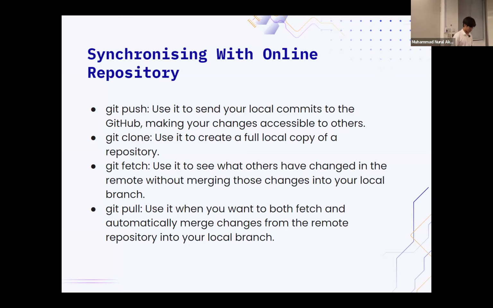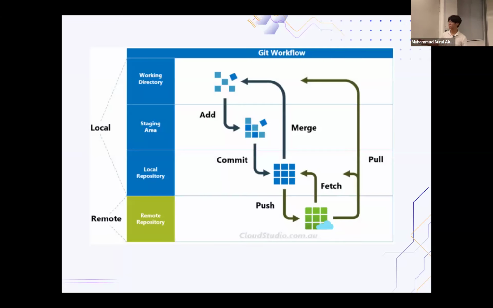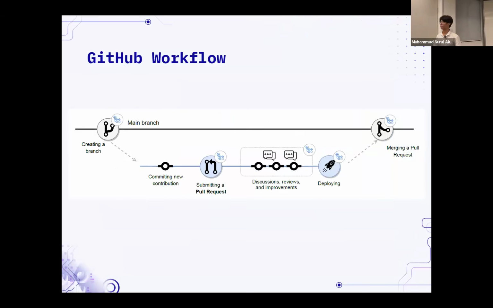Let me talk, okay. So it's like this. This is your working directory, basically your VS Code. You add it, you commit it, then it's in your Git. You can push it into the GitHub. Then at one time you can fetch it, you can clone it, you can pull it.